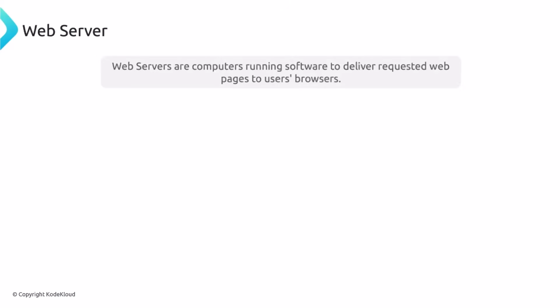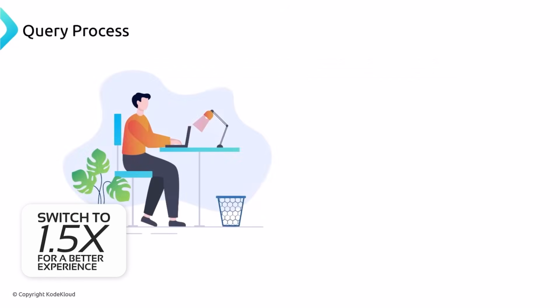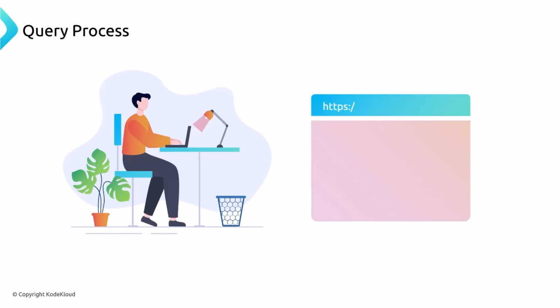So what is a web server? Web servers are computers running a piece of software that process and deliver web pages to users' browsers when they request them. We interact with the web server on a daily basis. You open up your browser and you type something like KodeKloud.com, and the page automatically displays on your screen. But how does this actually work?